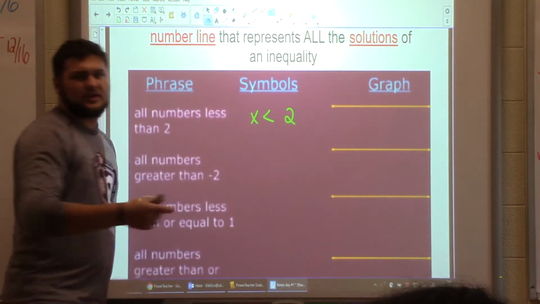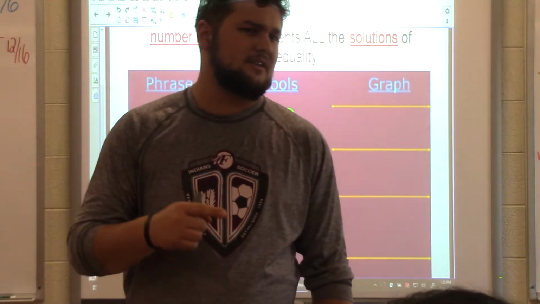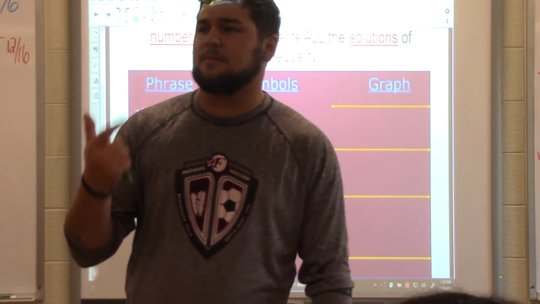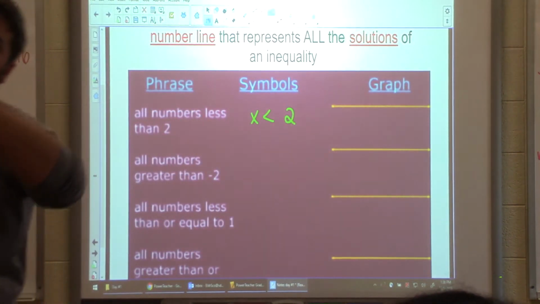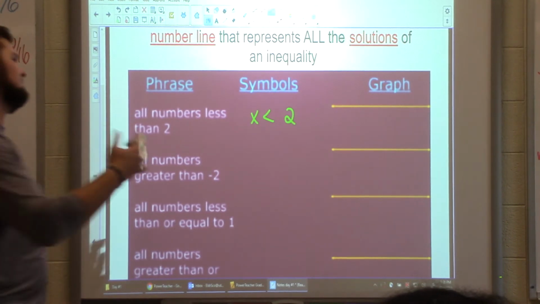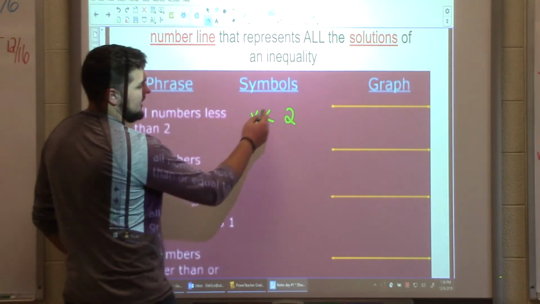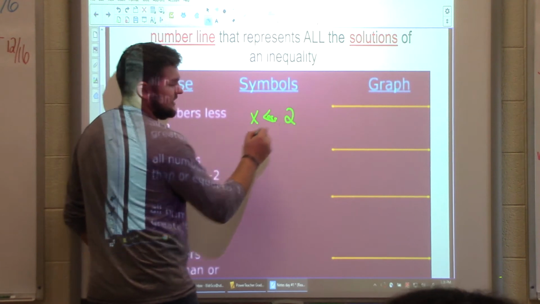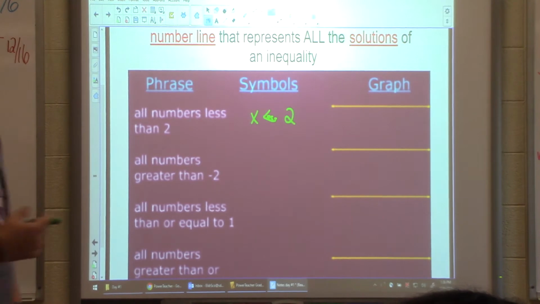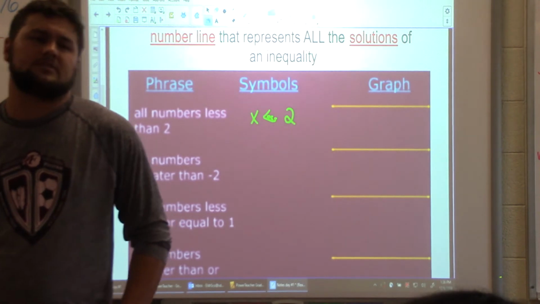Do you guys know the tricks for less than and greater than? Some people use the alligator, some people use Pac-Man. The alligator eats the bigger number. But if I'm saying X is less than 2, 2 is the bigger number. The way I always remember it, less than goes this way, because it looks like an L, and I can write "less" inside of it. Greater than would be the opposite way. If you need to do that to remember it, you're more than welcome to. If you don't want to, you don't have to.